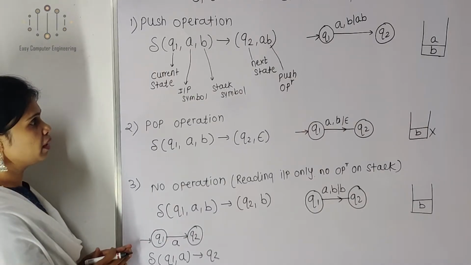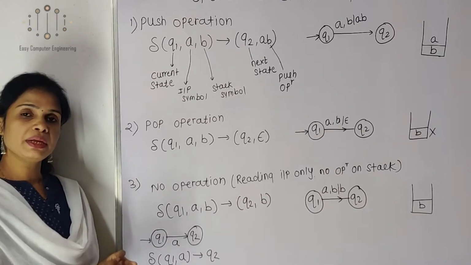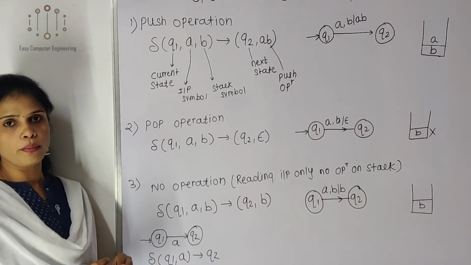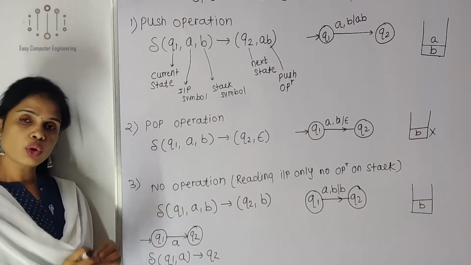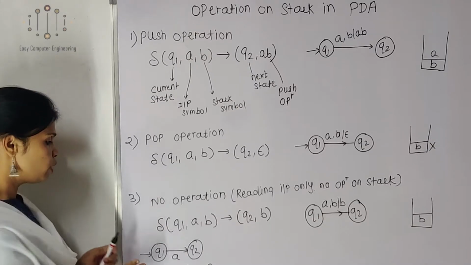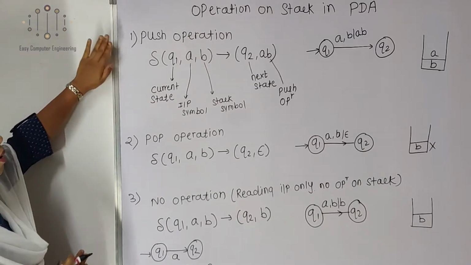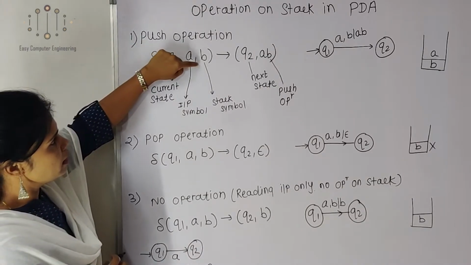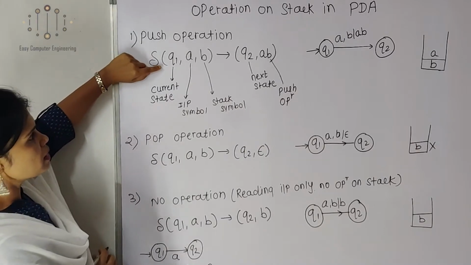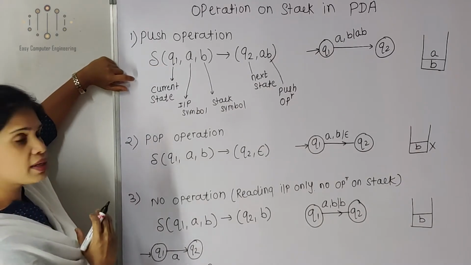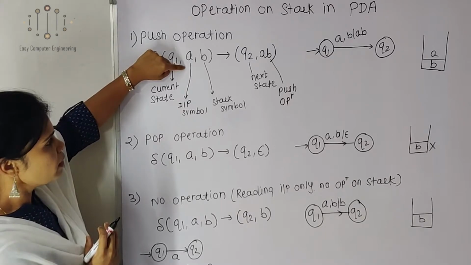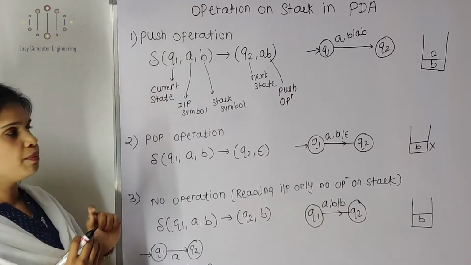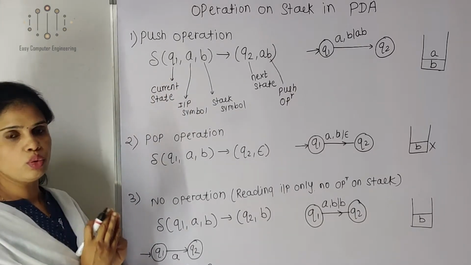Both are the same thing. In the same way we can represent it in pushdown automata. There are 3 operations: push, pop, and no operation. So we need to show those operations also. Here the first operation is the push operation. So this is the transition function. These are the 3 things. First is the state, meaning the current state. The second one is the current input symbol, and this one is the stack symbol. So these 3 things we need to consider.